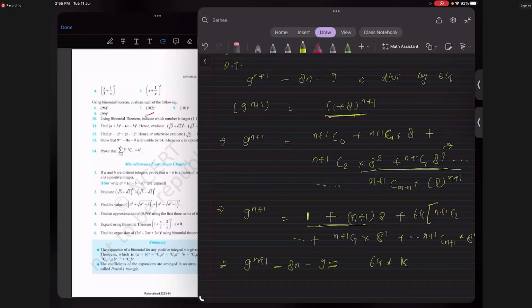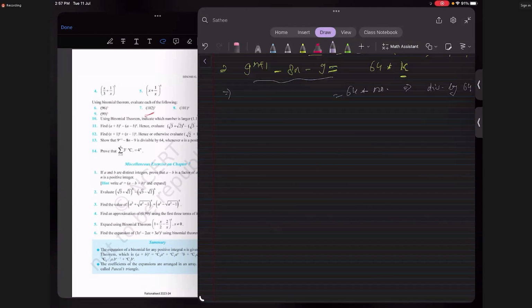Where we are assuming this whole term to be some constant term K. So you can say that the left hand side is 64 times of something number. So this is definitely divisible by 64.